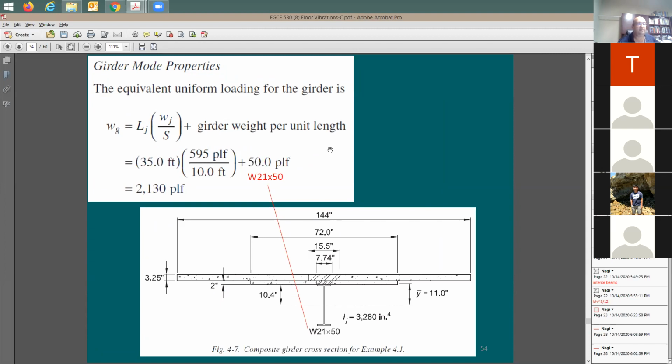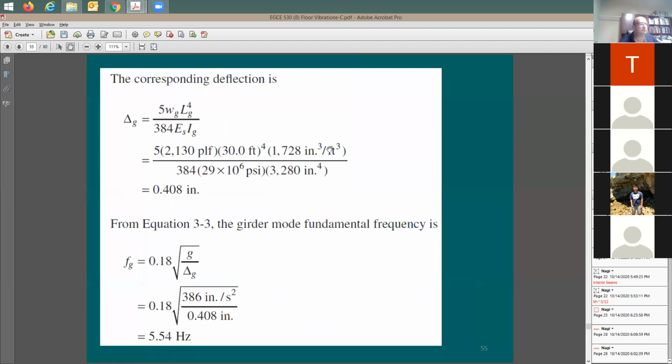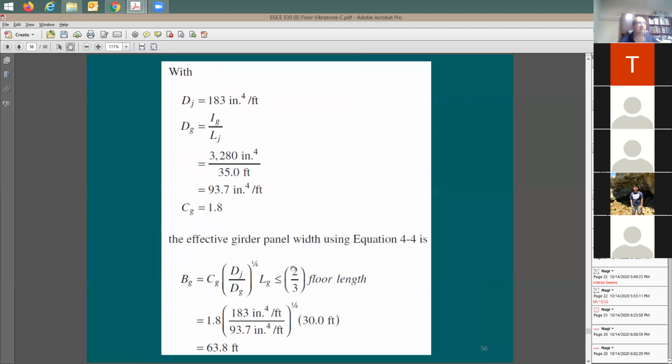But sir, in 595, didn't we add the weight of the beam section? If you like, yes, you can. Here it was just ignored, right? But if you like, you can add it. You can add it as kind of a uniform load. This would be fine. You're right. It was just ignored here. Okay. After this, you do the frequency, right? The frequency for the girder.